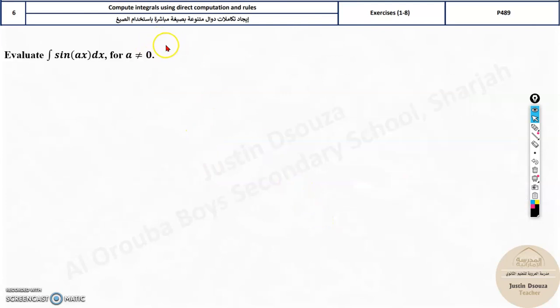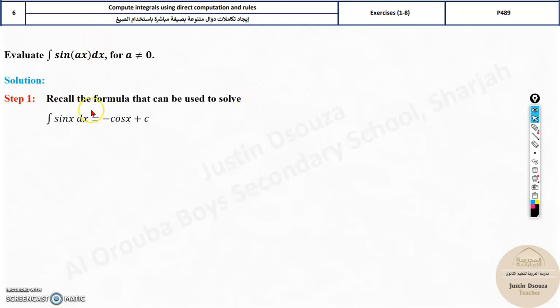Now you have a problem over here where you need to integrate sine ax dx for a is not equal to 0. Why? Because if a is equal to 0, the entire function becomes 0. So what it says is the constant is some value other than 0. It can be 2, 3 or anything. How do we solve it?